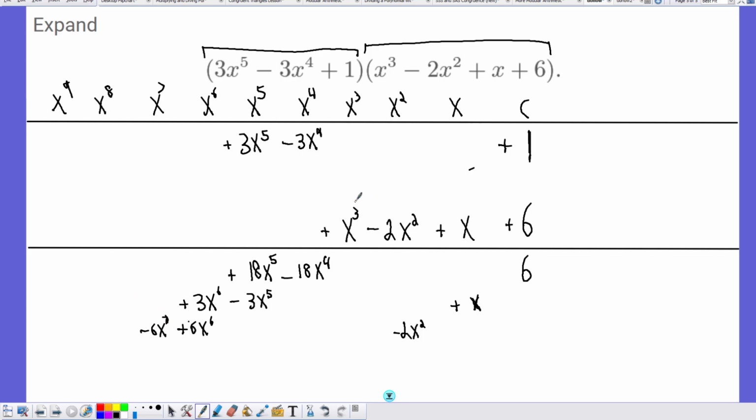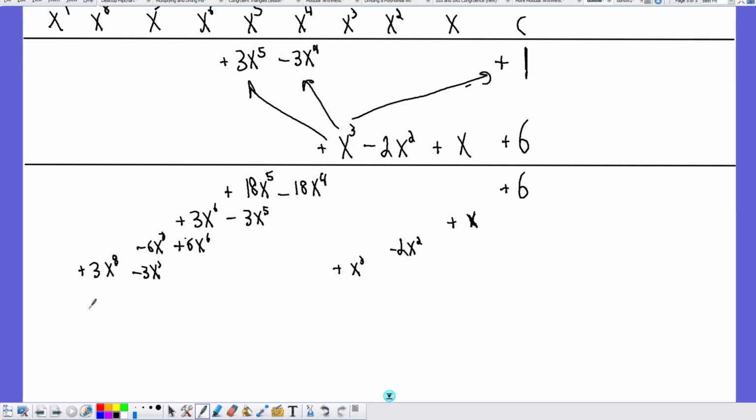Then finally, we got x to the 3rd times 1, which is just x to the 3rd. So that's going to go here, x to the 3rd. Then we have x to the 3rd times negative 3x to the 4th, which would be a negative 3x to the 7th. And then x to the third times 3x to the fifth is a positive 3x to the eighth. Let's put a plus there, a plus here, plus here. Okay, now let's extend the page a little bit now that we're done with that.